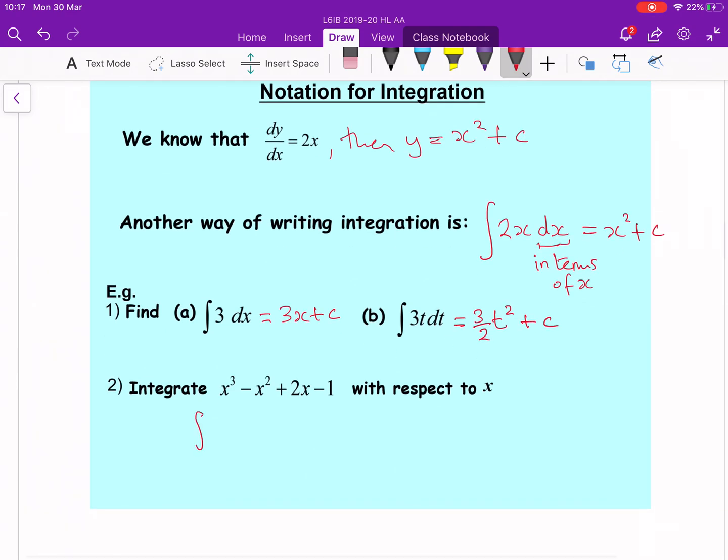If I want to use the notation here, I want to integrate this whole expression. I'm going to put it all in a bracket with the dx at the end, integrate all of that in terms of x, or with respect to x. And so again, go along term by term. And that's what we would get.